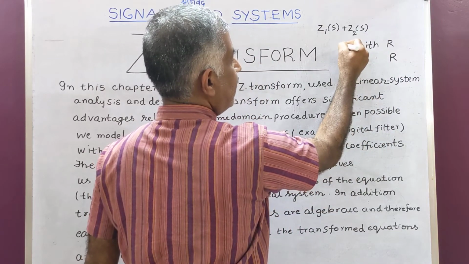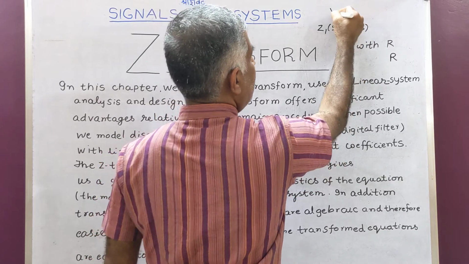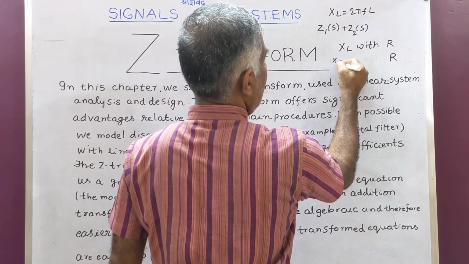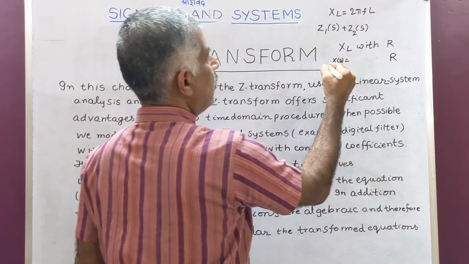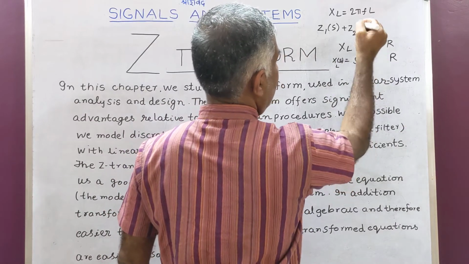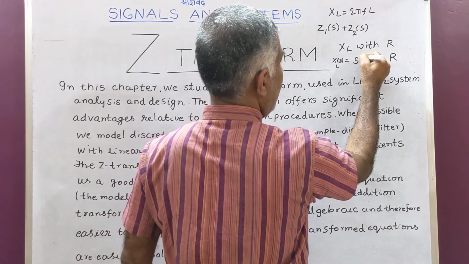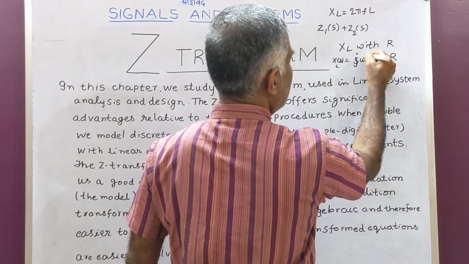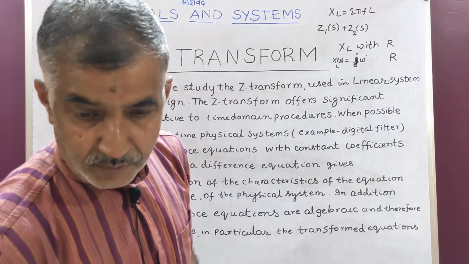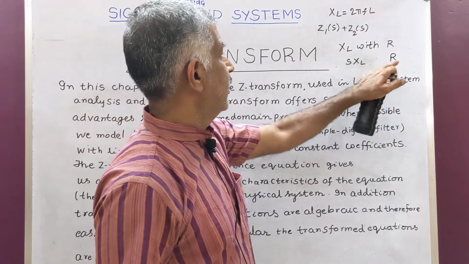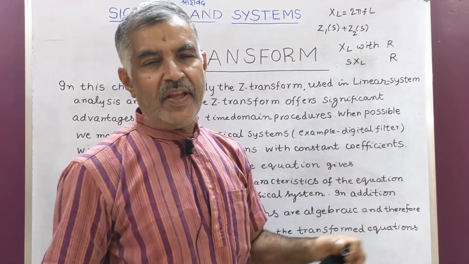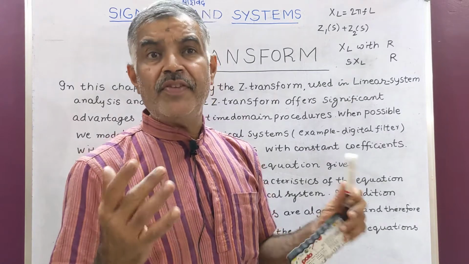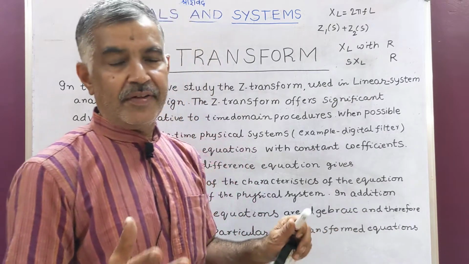Then what about XL? We know that XL is equal to 2 pi FL. Then XL of S is equal to S L, that is, j omega L. So with S XL, you can directly add. When you have algebraic entities, you can add. But in time domain, they are phasors. You can't directly add. That is the advantage.